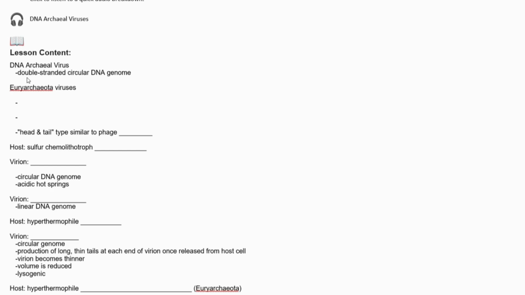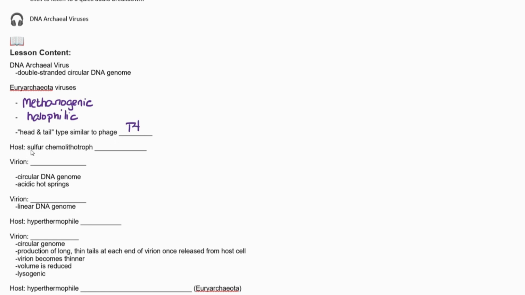DNA archaeoviruses have a double-stranded circular DNA genome. They are methanogenic and halophilic. So we're going to fill in the blank here. They have a head and tail type similar to phage T4.